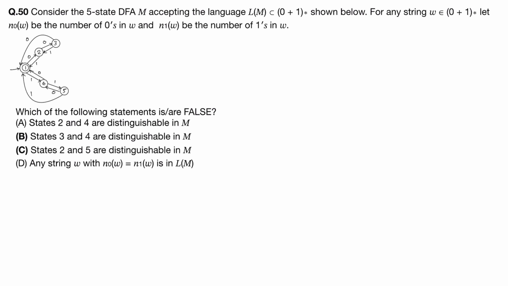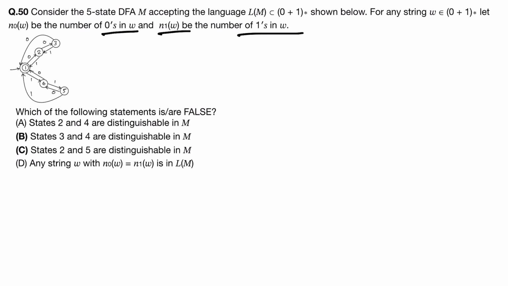See this question 50. Consider a 5-state DFA M accepting the language L(M), which is a subset of (0+1)*, shown below. For any string w in (0+1)*, let n0(w) be the number of zeros in w and n1(w) be the number of ones in w. So this is the diagram of the DFA. Here it is asking which one of the statements is false. States 2 and 4 are distinguishable in M.